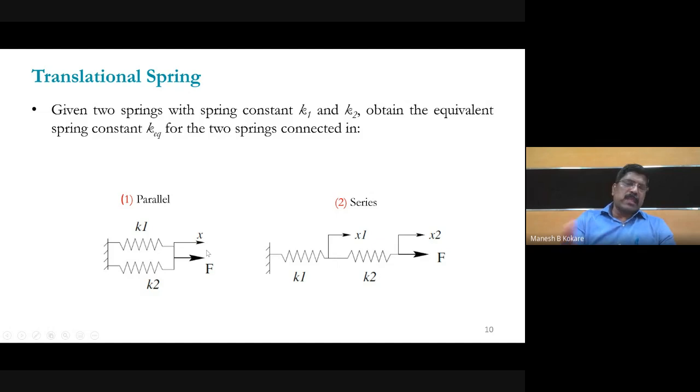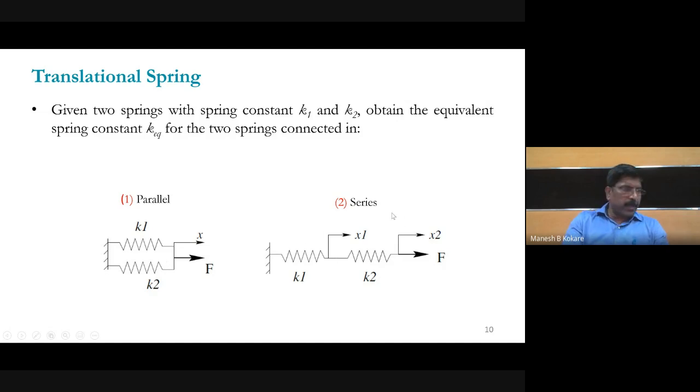So we'll see this. For example, there are two springs: this spring has constant K1, and this spring has constant K2. We have to obtain the equivalent spring constant when the two springs are connected in parallel.